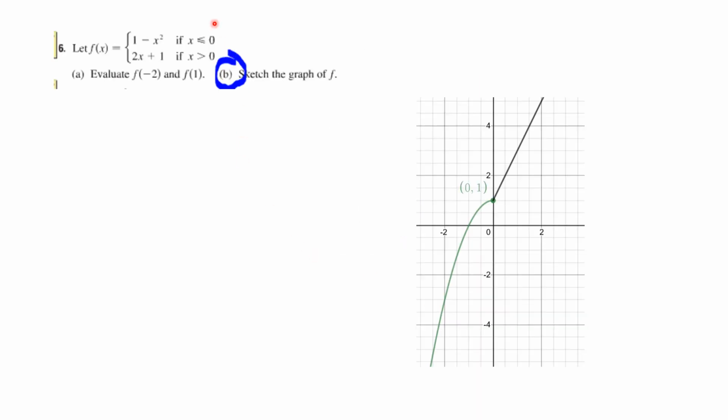Number 6, we have a piecewise defined function, and you were supposed to sketch a graph of the function. And here is the graph of the function. Now notice that this dot is green because we're using this function to define it. Now that would have been the same, but it wouldn't have to have been. So this is the green function for x less than or equal to 0. This is the line for x greater than 0.